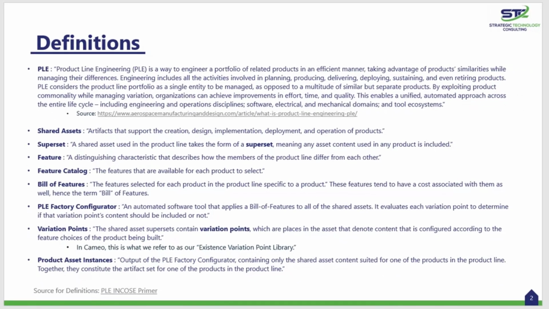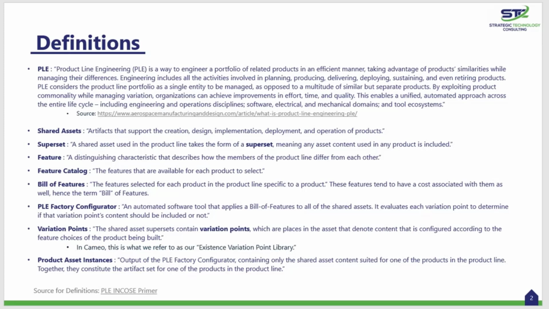So some definitions, just to start it off. We have PLE, product line engineering, and I don't want to steer the definition too much, but it's just a way to engineer a portfolio of related products in an efficient manner, taking advantage of product similarities while managing their differences. Okay, so you'll start to see that we have several key parts of a product line engineering ecosystem, and we're going to dive into those with these next definitions.